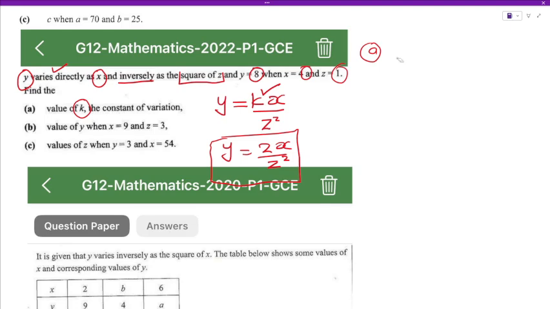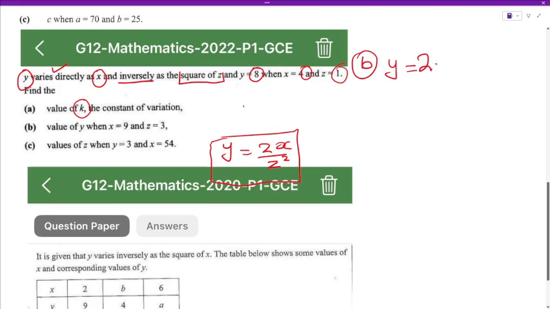We now proceed to B. So B says find the value of y when x is 9 and z is 3. So I'm now going to say y is equal to x. First I write the formula. Now we don't use the earlier formula, we use the one where k is given the value 2. So y is equal to 2x over z squared.